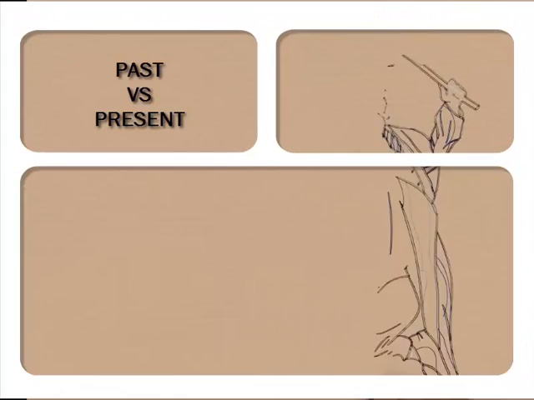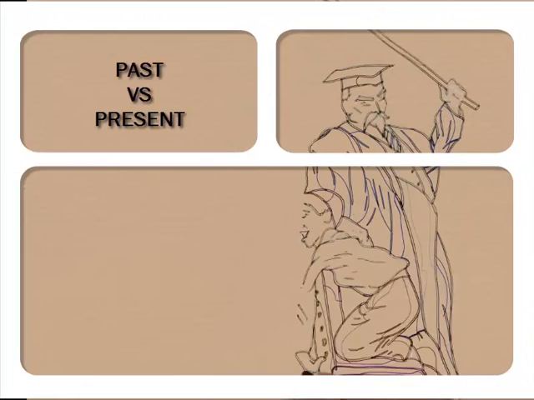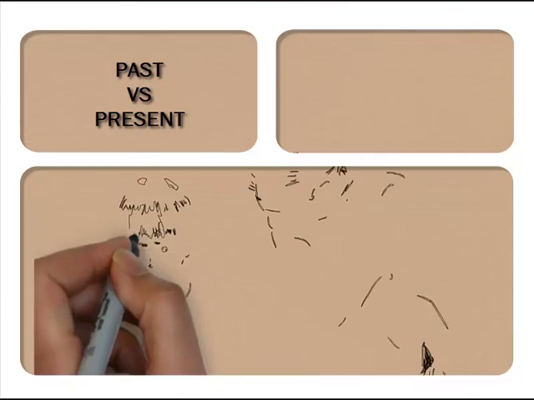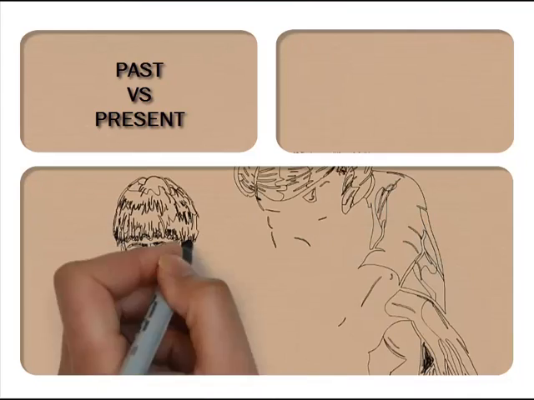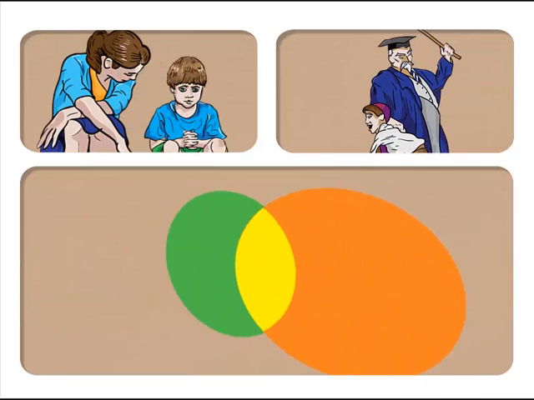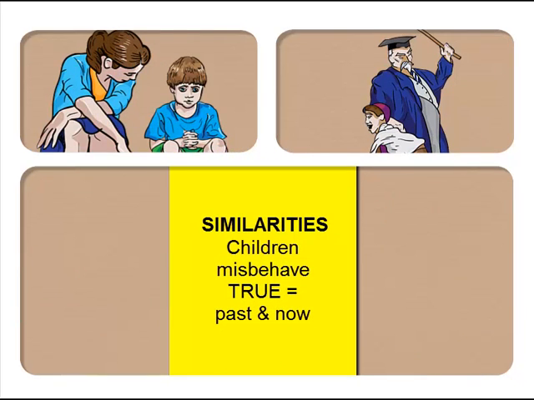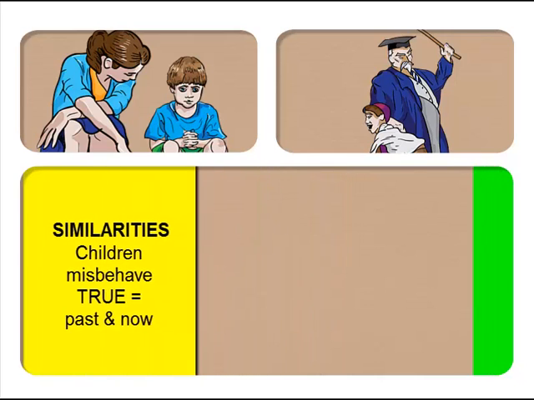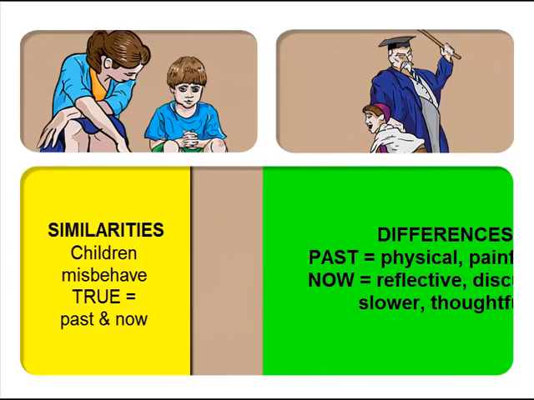Let's finish with a comparison between past and present and a more difficult topic. This topic is correcting misbehaving students. So once more, if we consider the Venn diagram, the similarities are that in both situations, in the past and now, children do misbehave from time to time. The difference is how that behavior was corrected.